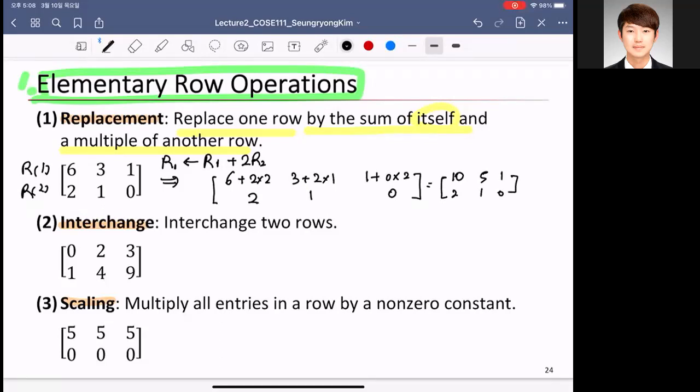And another very frequently used operator is interchange.